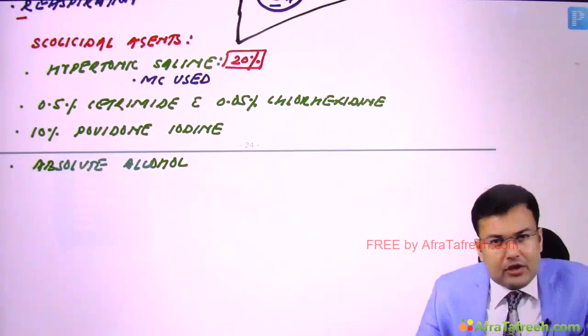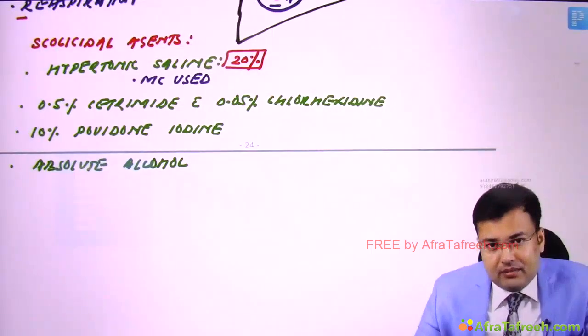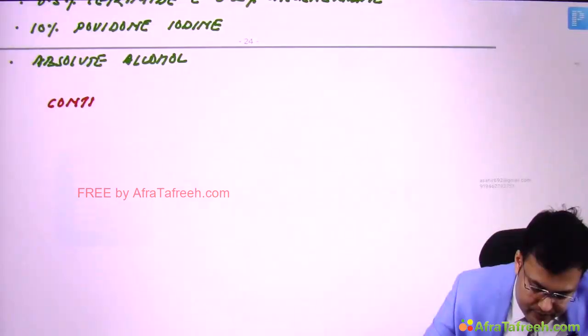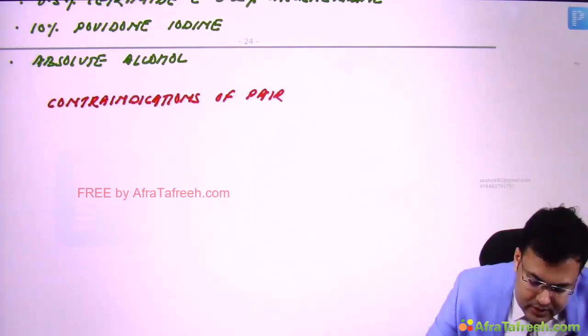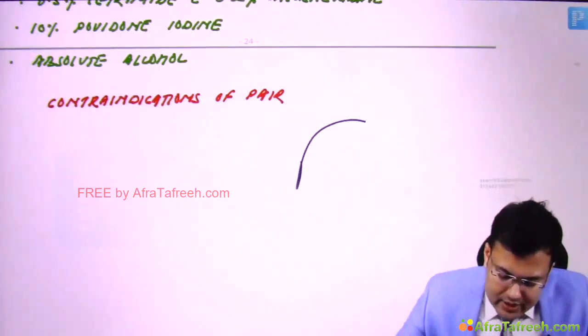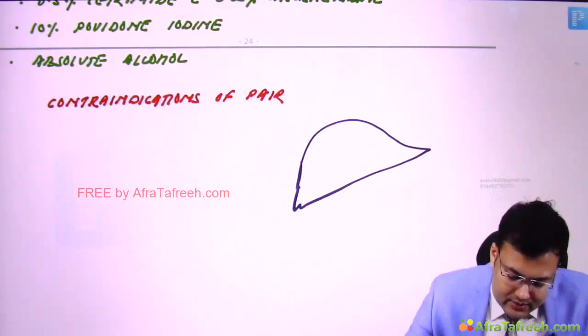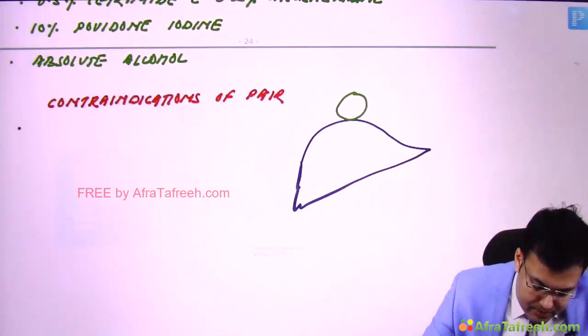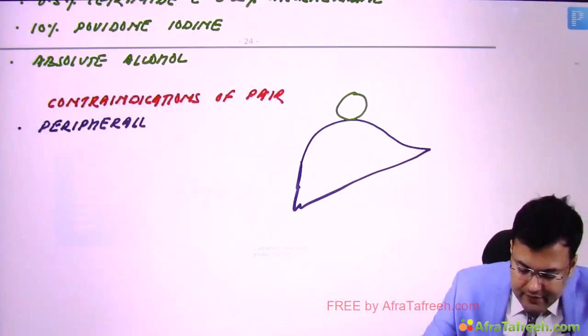So in the majority of cases we perform PAIR, but there are certain situations where you cannot perform PAIR. So what are the contraindications of PAIR? Imagine a situation: liver, and here is the cyst. It's a peripherally located cyst, and the moment you puncture the cyst, the cyst will rupture. So the first contraindication is a peripherally located cyst.